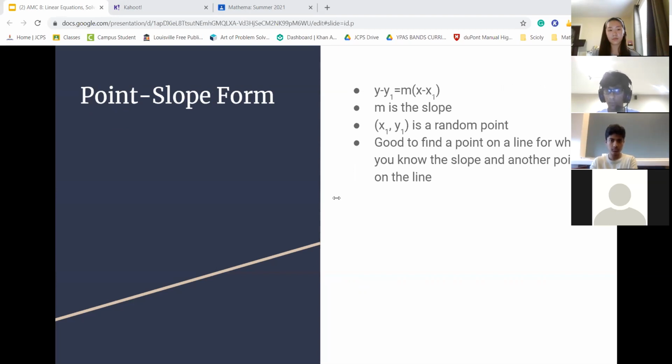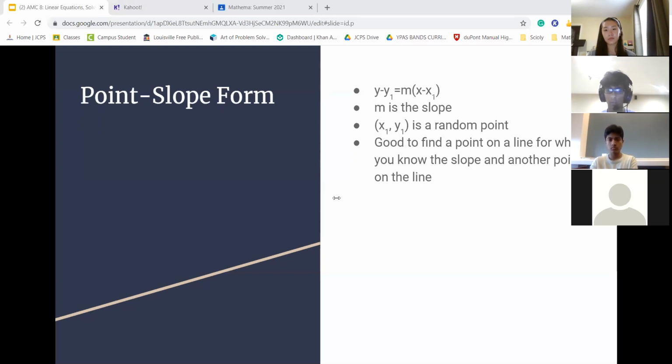Point slope form is another one of the common forms that you're going to see linear equations in, and it's going to be y minus y1 is equal to m times x minus x1. Just like slope intercept form, m is going to be the slope here, and x1 comma y1 is going to be any random point along the line.